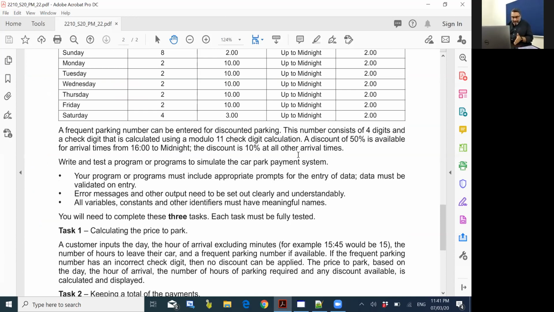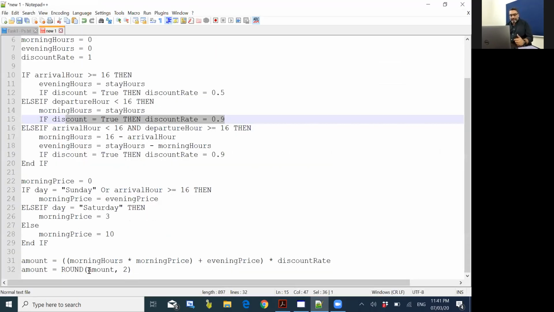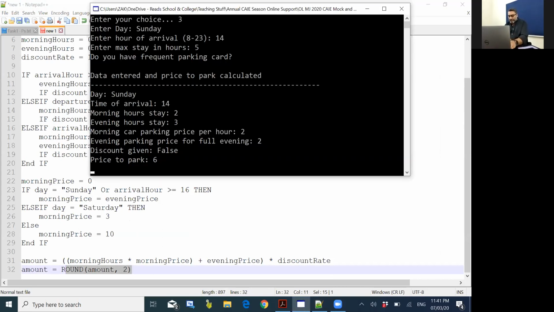So even if they are charged differently for morning hours and evening hours, their discount still depends on the half of the day they arrived in. If they have arrived in morning hours between 8 and 15:59, no matter if they stayed past 1600 hours, they will still be given only a 10% discount. That is what is happening here. Then a round function is applied to bring the price to 2 decimal places. That is how it is working.